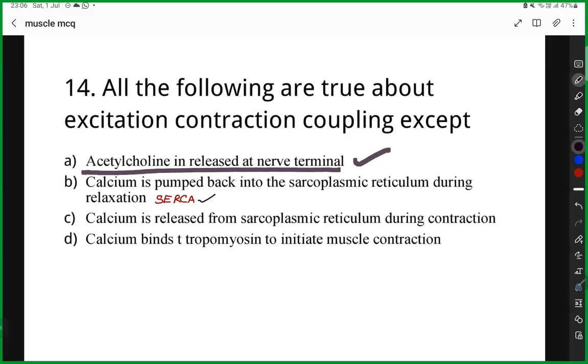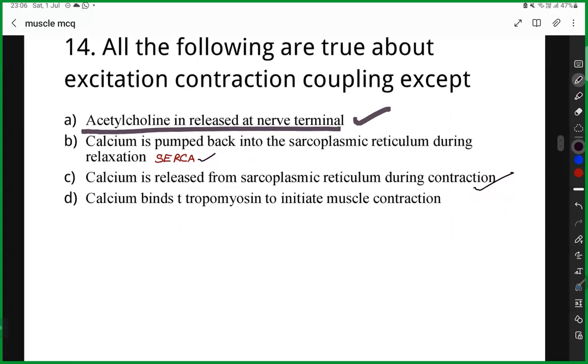Third one: the calcium is released from the sarcoplasmic reticulum during contraction. Of course, yes. Calcium is released from your sarcoplasmic reticulum during contraction. The fourth option was calcium binds with tropomyosin to initiate muscle contraction. No. Your calcium is going to bind to TROP-C. TROP-C goes and binds to your... so that is what I am telling.